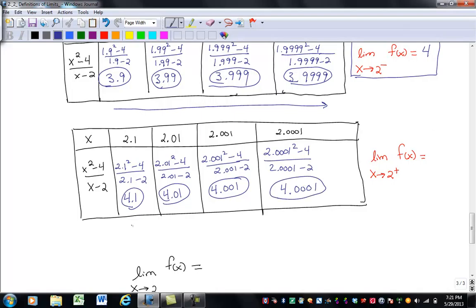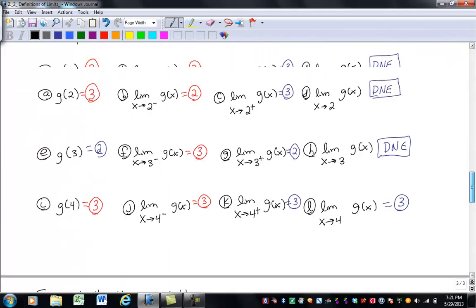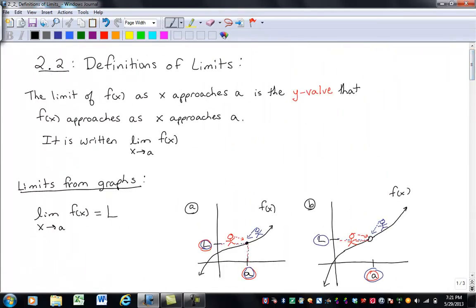So if you look at the limit as x approaches 2 from the right, that looks like it's going to be 4 as well, if you look at the pattern of numbers. Since the limit is the same on both sides, we know the overall limit as x approaches 2 is going to be that number, because we don't need the plus and minus on that 2 to describe anything. So that's the idea in 2.2 about being able to use limits along graphs and to use limits with tables to figure out values.